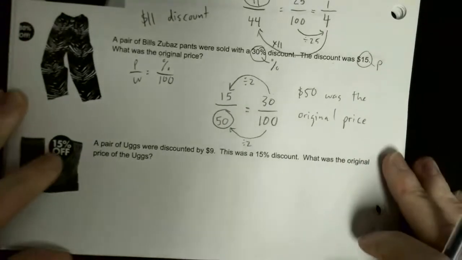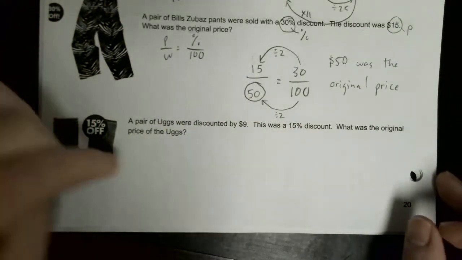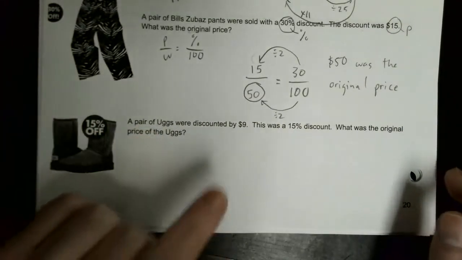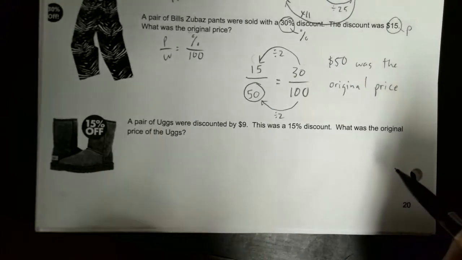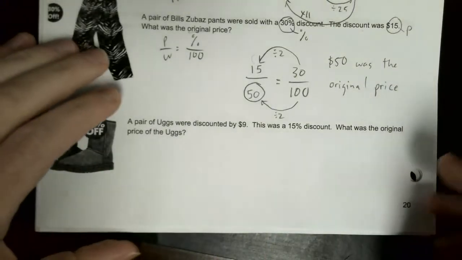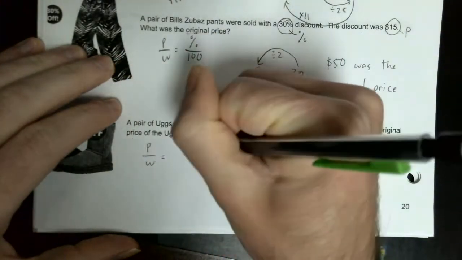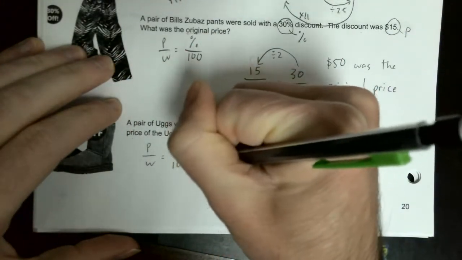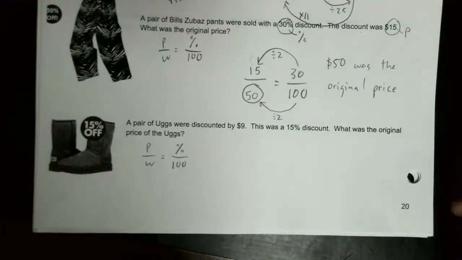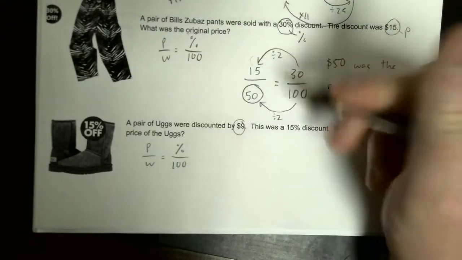Now, looks like we got a pair of Uggs here. A pair of Uggs were discounted by $9. This was a 15% discount. What was the original price? Okay, well, part over whole equals percent over 100. And then we'll think about what numbers we have. Think about those numbers. Let's see. We got a $9 here, and we got a 15%.